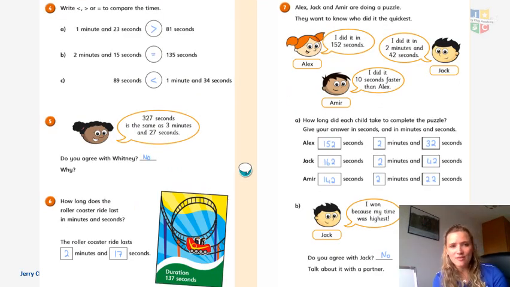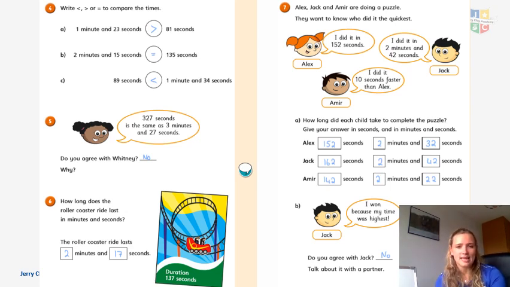Question 4, so you had to convert them first, so I would have liked to have seen you write underneath each of them the number either in seconds or in minutes and seconds. So for A, you should have had 83 seconds is greater than 81 seconds. For B, you should have put 2 minutes is 120, add your 15 is 135, so it is equal to 135 seconds. And finally, 1 minute and 34 seconds. 1 minute is 60, add your 34, which is 94, so it would be 89 seconds is less than 1 minute and 34 seconds.